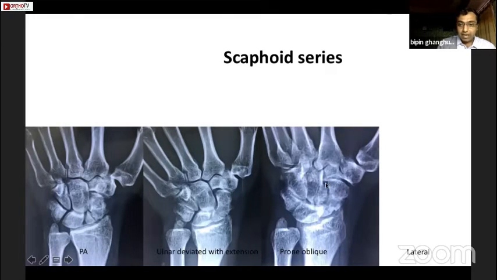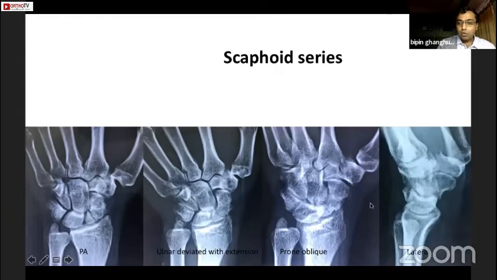Pronated view, you can see the entire length of the scaphoid, and the lateral view to note if there is any humpback deformity or any other problem with the scaphoid.